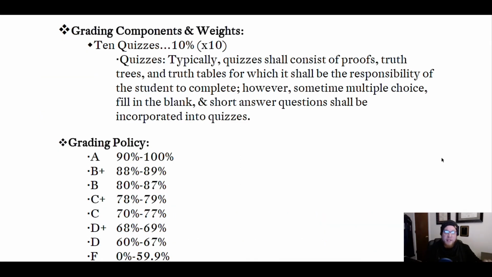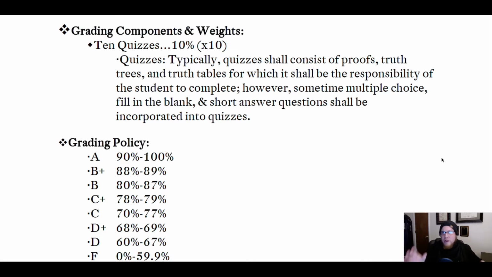So let me say at the outset, there are only 10 quizzes for this class, each worth 10%. That's it. No exams, no midterm, no final, no term paper. 10 quizzes, each worth 10%. Typically, quizzes shall consist of proofs and truth trees and truth tables for which it shall be the responsibility of the student to complete. However, sometimes there will be multiple choice, fill-in-the-blank, and short answer questions incorporated into quizzes. That will happen on 2 quizzes, Quiz 1 and Quiz 6.